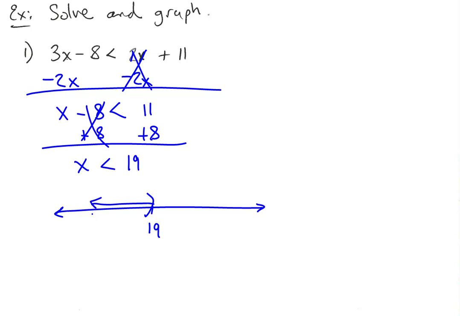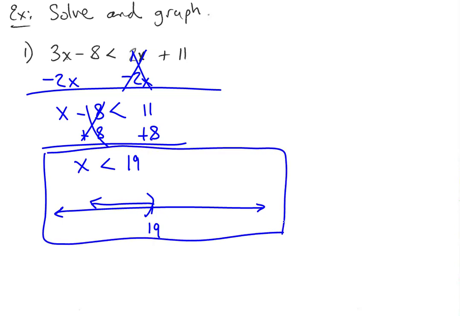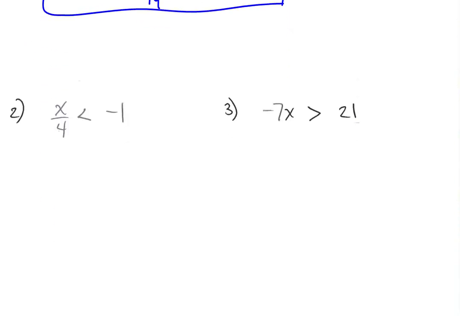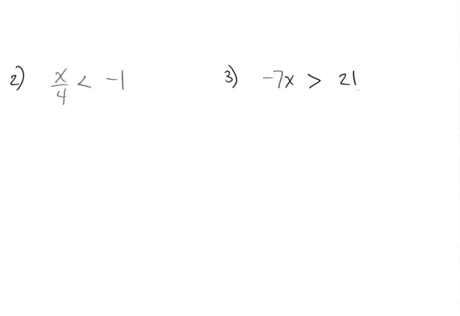So to solve and graph really means we have two things as our solution: the simplified inequality, x less than 19, and then the number line graph that goes with it. Really, the number line represents the exact same thing as the inequality statement. Let's try some other examples of a similar type. Our second one reads, x over 4 is less than -1.